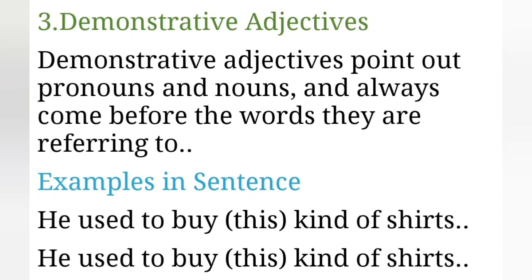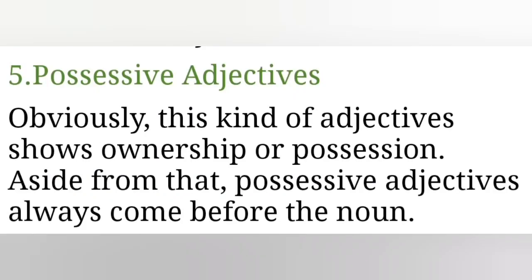Demonstrative adjectives. Demonstrative adjectives point out pronouns and nouns and always come before the words they are referring to. Example in a sentence: he used to buy this kind of shirts.